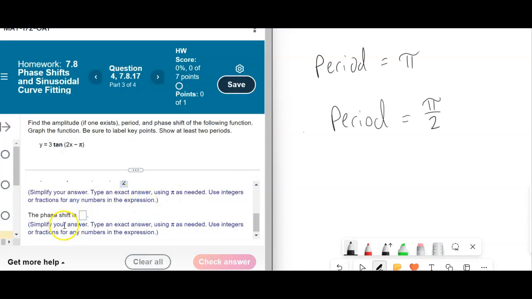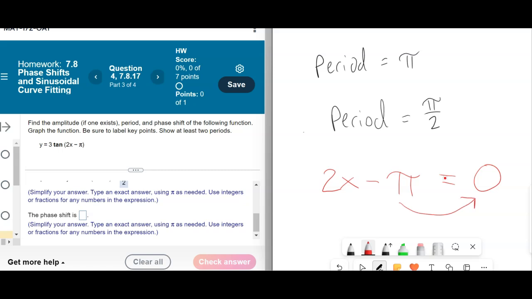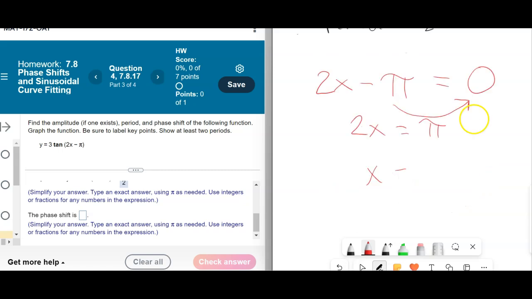All right, the phase shift. The way I can come up with the phase shift is I just take this 2x minus pi that's inside the tangent function, or inside any of these functions, and I set that equal to 0, where we typically would start. And you can see that if I move that pi over, I'll get a positive pi, and I would have 2x equals pi. And then dividing both sides by 2, I get x is equal to pi over 2. All right, that's positive, so that means pi over 2 units to the right.